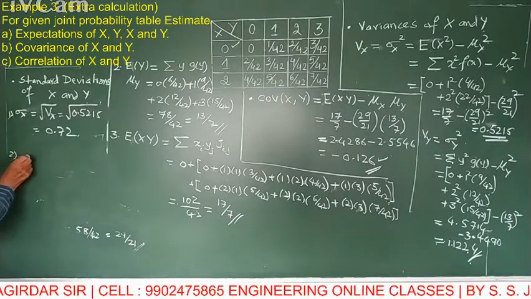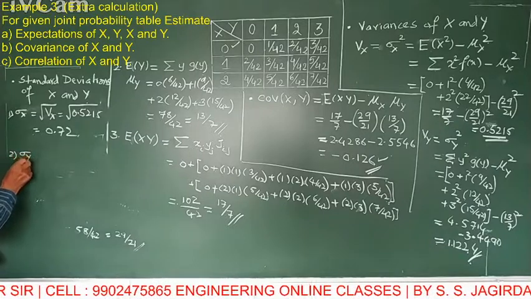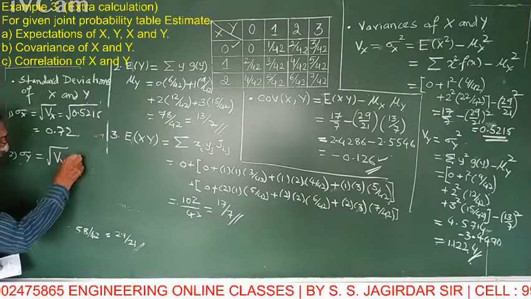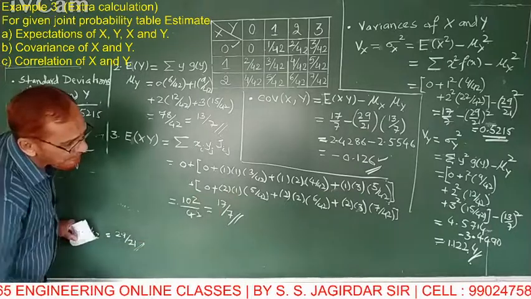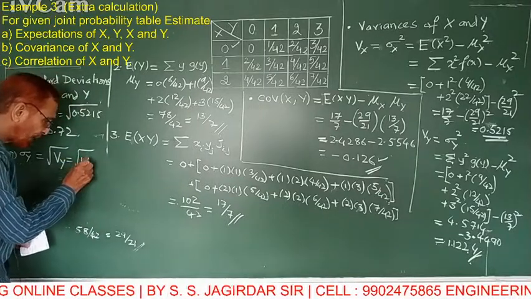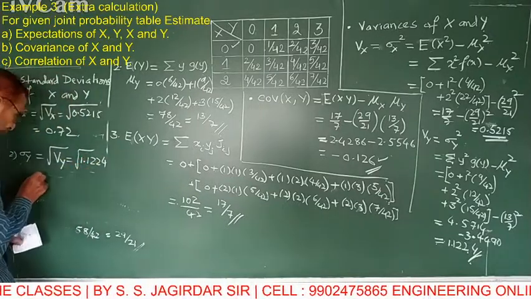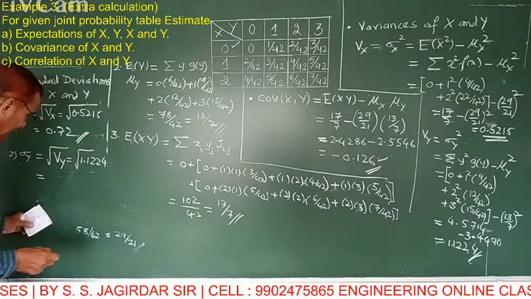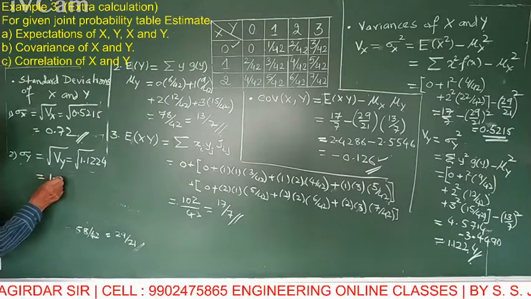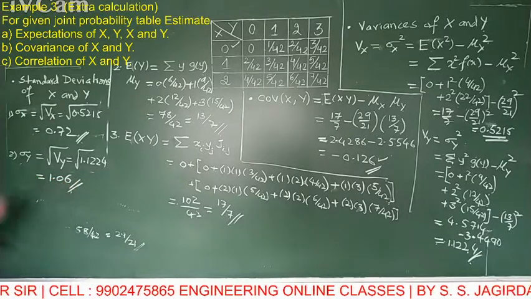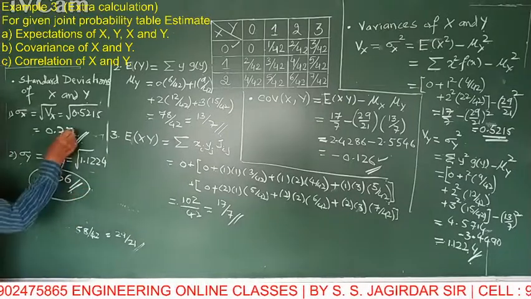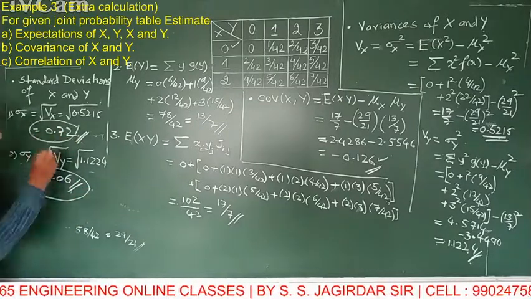Now the second, standard deviation of y, and that is sigma y is equal to root of Vy. And what is the value of Vy? The Vy value is 1.1224. And when you work it out, you will get the result as 1.06. So this way you have got our main requirement, these two, and with these two we can calculate the correlation.